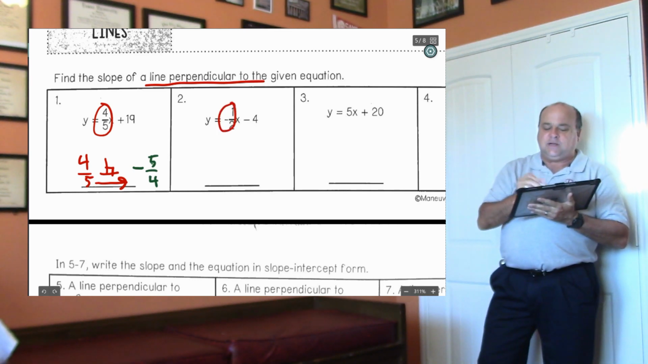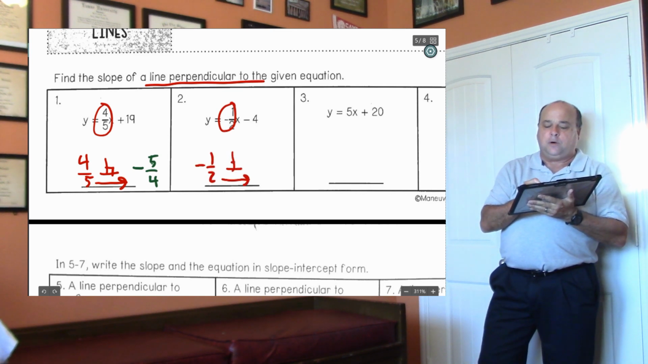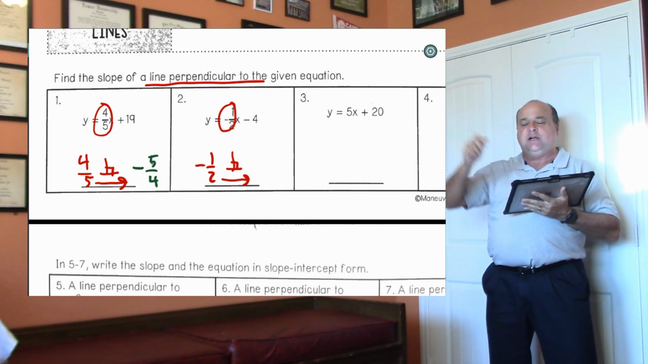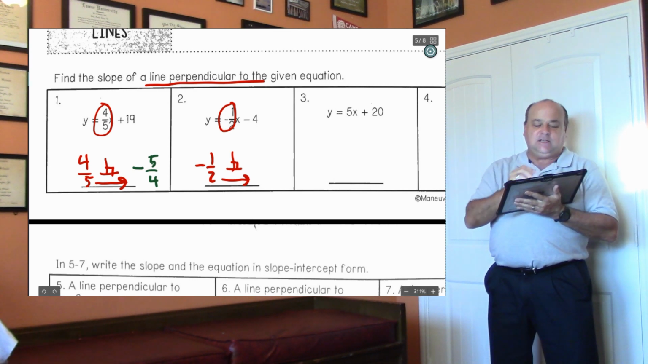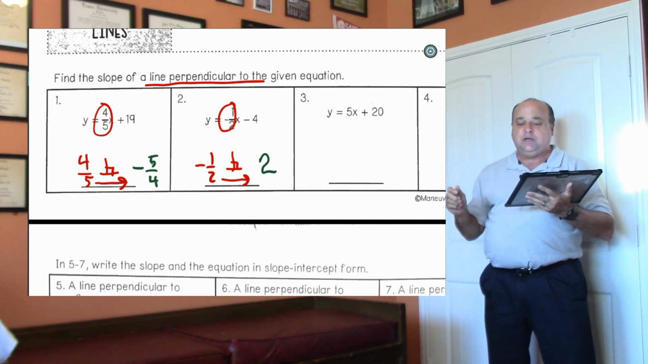The slope of this one's negative 1 over 2. So put negative 1 over 2, draw an arrow, put a perpendicular symbol. How do I get the perpendicular slope? I'm going to flip it and change the sign. So it's going to be a positive 2 over 1 or just a positive 2, right? 2 over 1 would just be 2.